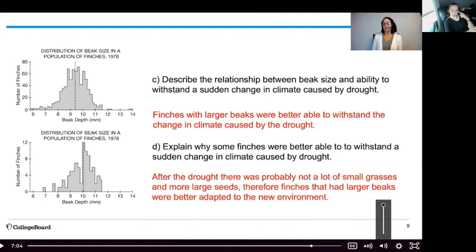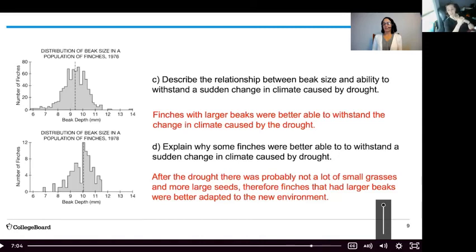So what do you guys think? What happens to you if you do not have any finches in your population that have a beak that can access the food when the habitat changes? Yeah, you die. Okay, it's called extinction. You perish.